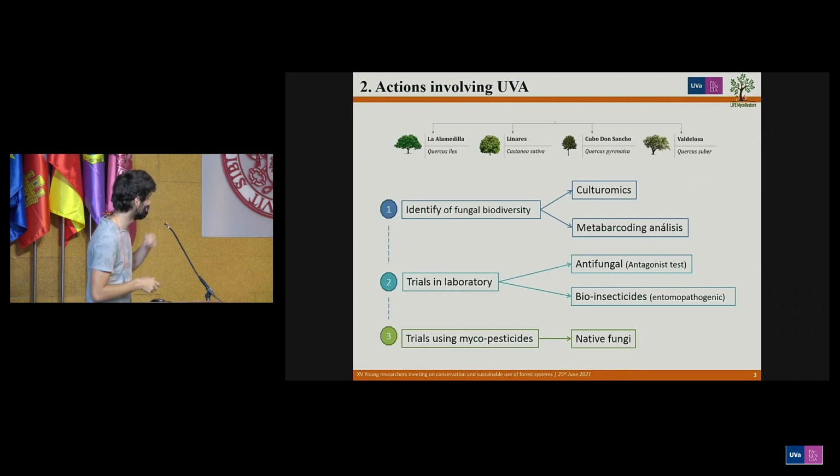First of all, we want to identify the fungal biodiversity. We do this through culturomics, trying to isolate the different fungi from these plots, and with a metabarcode analysis. After the identification of the fungal biodiversity, we do trials in the laboratory, trying to find antifungal species through antagonist tests, and trying to find entomopathogenic fungi to control different insects that are in the plot that are causing damage in the area. And to end the project, we are going to do trials using mycopesticides, all with native fungi.